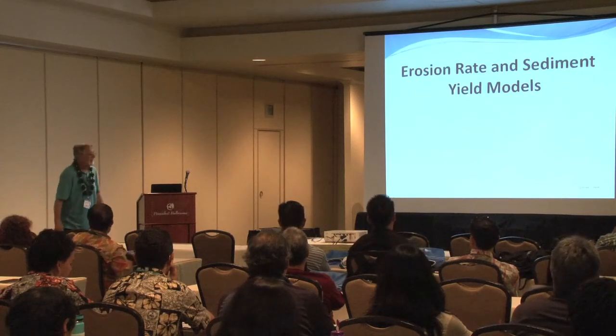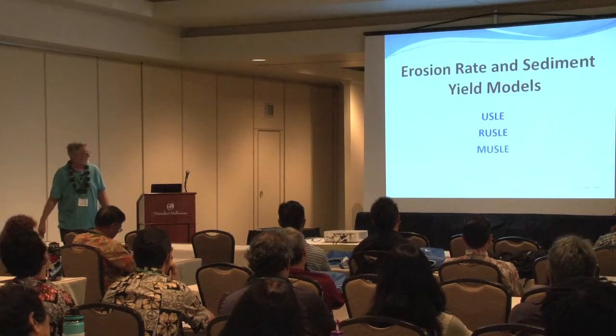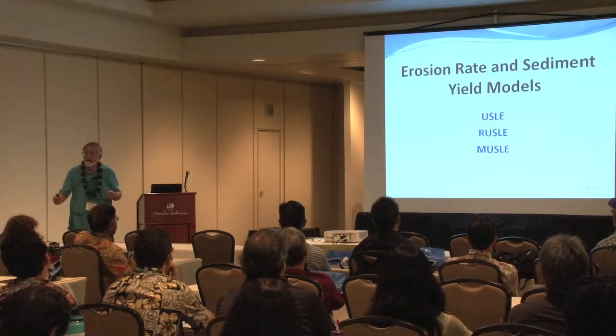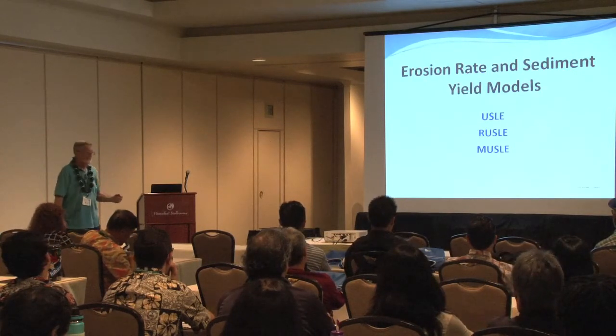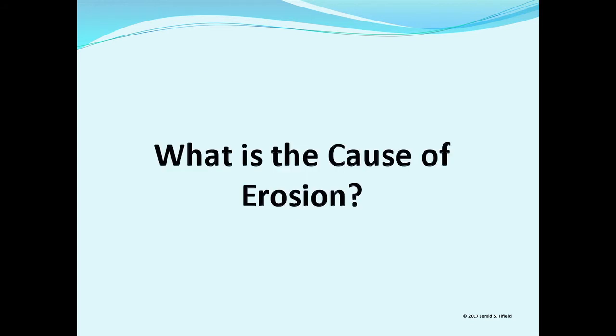Okay, there are a couple of models we're going to talk about. You might have seen these: the Universal Soil Loss Equation, which has been superseded by the Revised Universal Soil Loss Equation, RUSLE. Then we have MUSLE, which is the Modified Universal Soil Loss Equation. RUSLE and MUSLE started in about the late 70s. In the late 90s a new one came in, much more accurate. But we have to ask ourselves, what causes erosion?